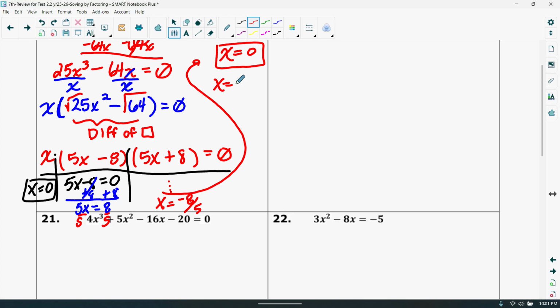So I'm just going to write it as a plus minus, because I want one positive and one negative, of 8 over 5. So there are three solutions: the 0, the positive 8 over 5, and the negative 8 over 5. Okay, but you can show both by using just the plus minus.